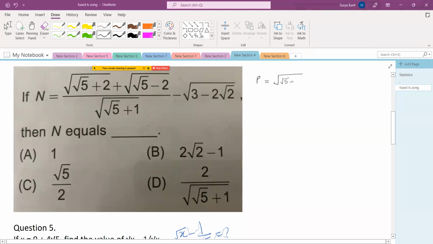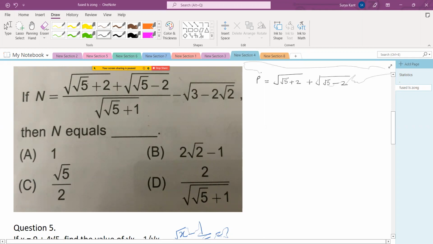Okay. Plus two. Plus root five. Minus two. P is this much, okay.